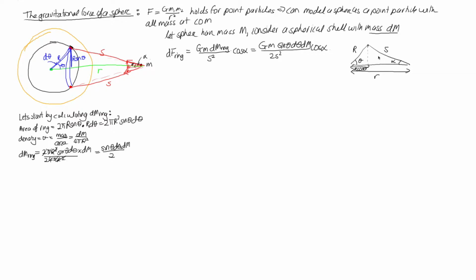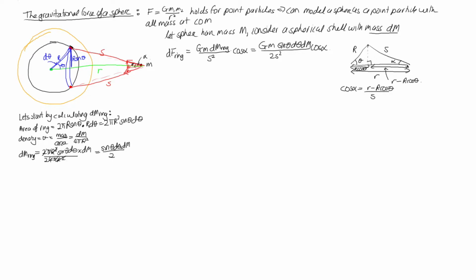So we can see with this triangle here, this length here is going to be R minus r cos theta. So using this triangle, we can write cos alpha is equal to adjacent, which is R minus r cos theta over s. So that's one expression for cos alpha.